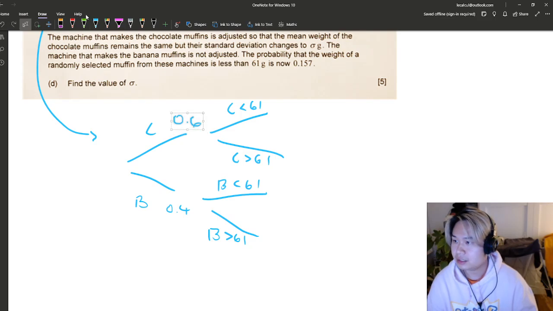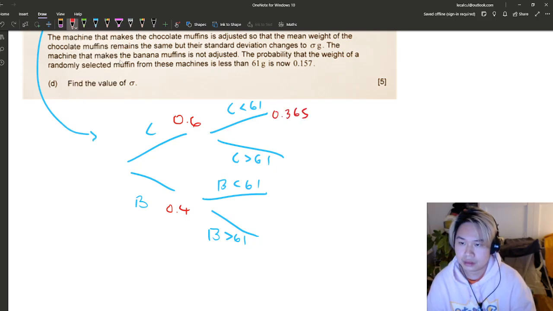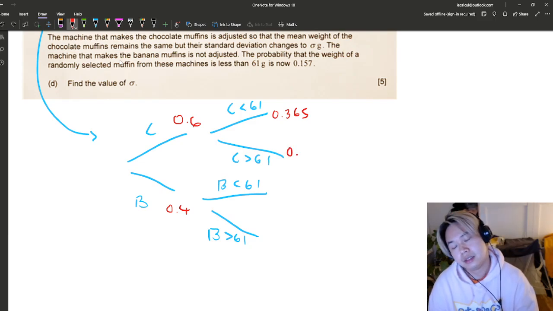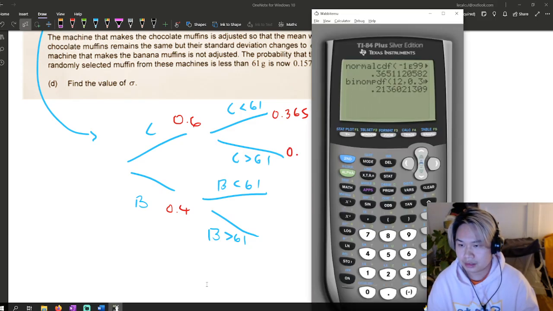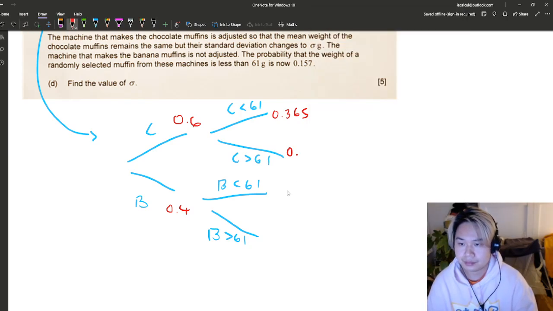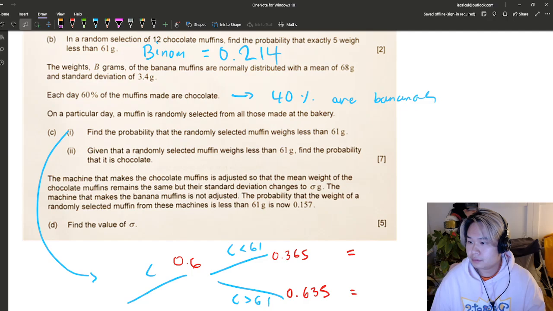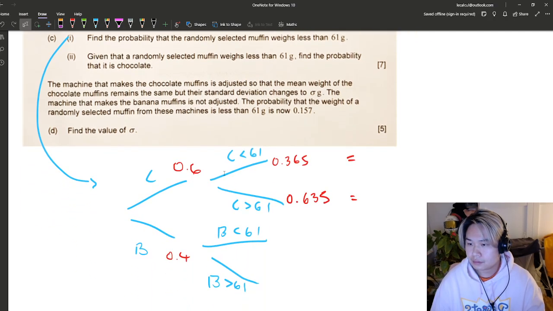Let me color code this a little better. Probability will be red. This one is going to be 0. Don't want to do that mental math. So we're going to subtract that from 1 to find the complement. Okay. And then if we want to find out the probability that it weighs less than 61 and is chocolate, we would multiply these two probabilities together.